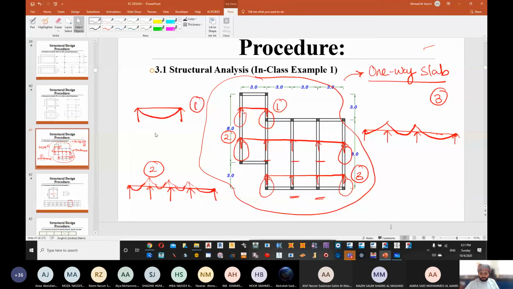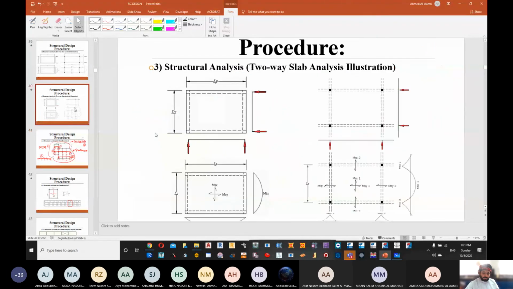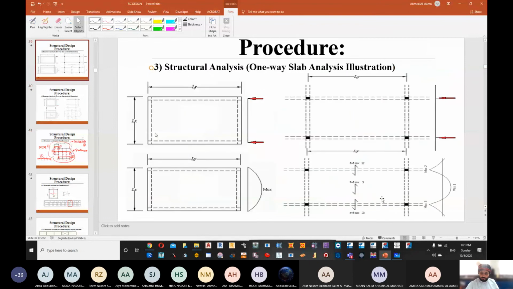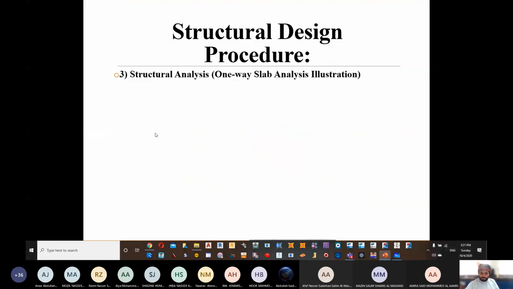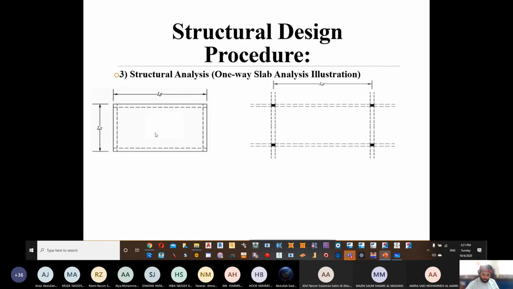Let us have another one. What about this now? So we have 2 scenarios. Scenario number 1, both of them are one-way slab. One of them is continuous, one of them is non-continuous.